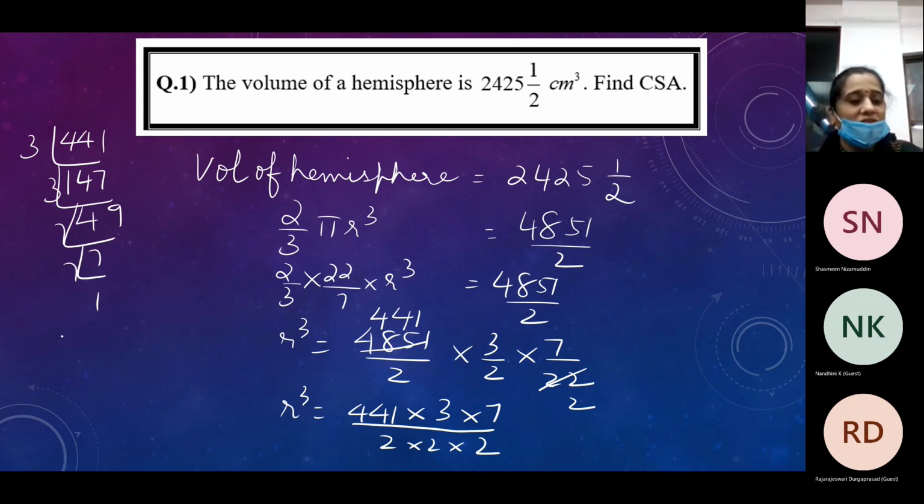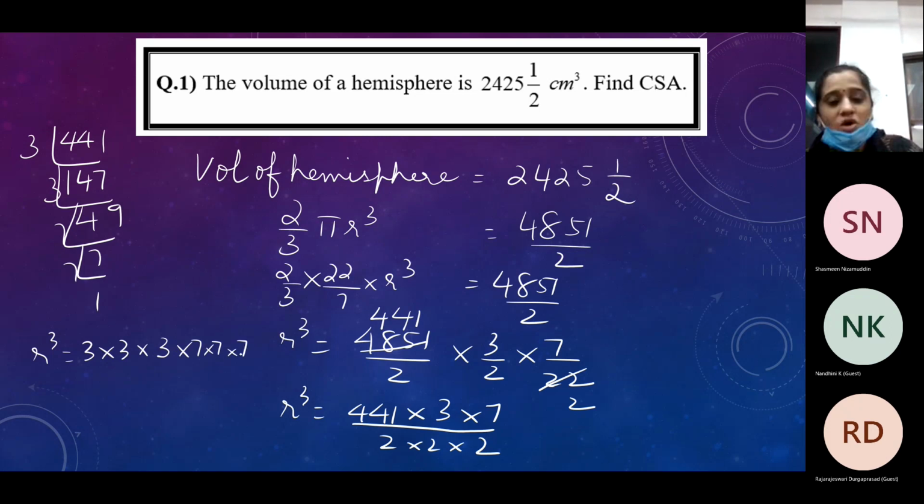So R cubed is equal to, what is 441? You should not multiply 441 into 3 into 7 and get a bigger number. You must find the prime factors of the numerator. 3 and 7 are already primes. Leave that. Don't multiply the numerator, meaning don't multiply the numbers in the numerator. Break down into their prime factors. So now what do you get? 441 is 3 into 3 into 7 into 7, and you can write this 3 also along with that, into 7 into 7 into 7.